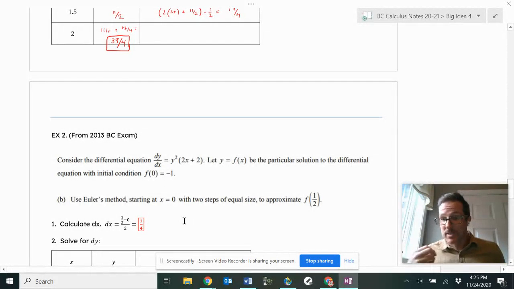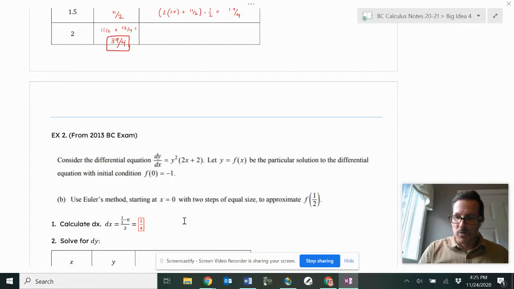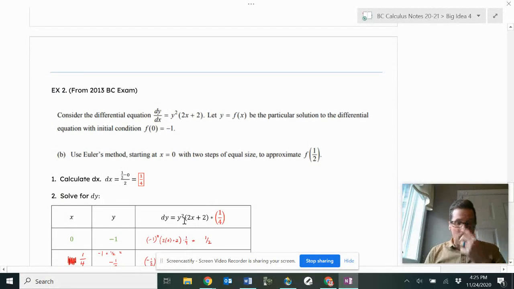So first thing we need to do is calculate the change in x. The change in x is where do I want to get minus where did I start, divided by the number of jumps. I want to get to 1/2, I'm starting at x equals 0, and I want to do that in 2 jumps. So obviously each jump is a quarter. Now I need to know what dy is.